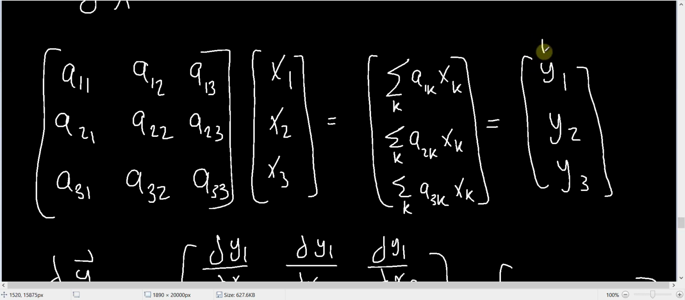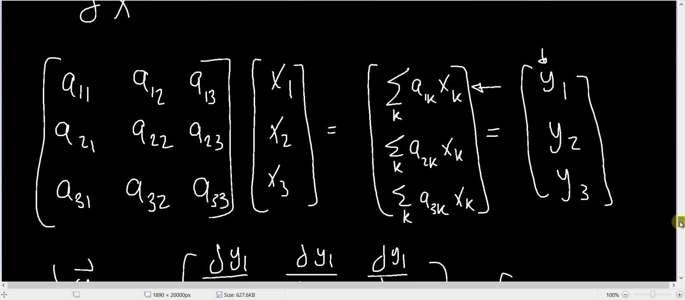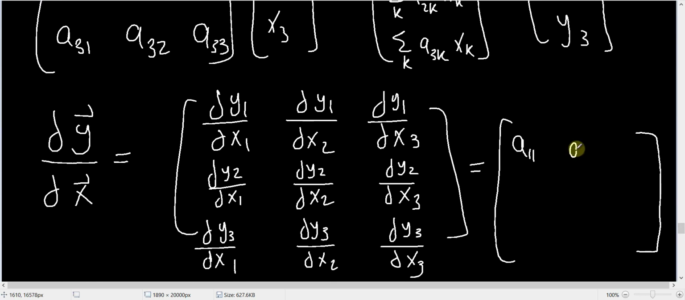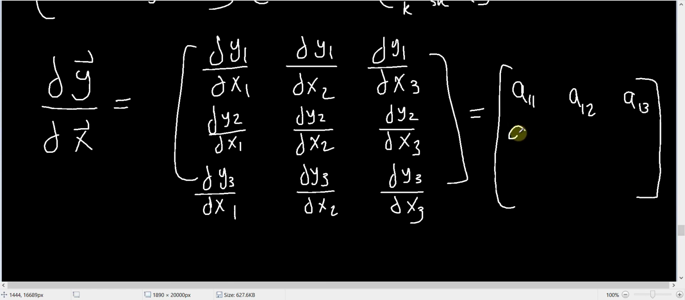Now y1 is equal to this element right here. What is the differentiation of this with respect to x1? Clearly the answer is a11, because a11 is multiplied by x1 and all the remaining elements are independent. Similarly, the differentiation of y1 with respect to x2 will be a12, and here we will have a13. Now the differentiation of y2 with respect to x1: y2 is this, so I will have a21. So a21 here, a22 here, and a23 here, and finally a31, a32, and a33, and you can continue for larger dimensions.